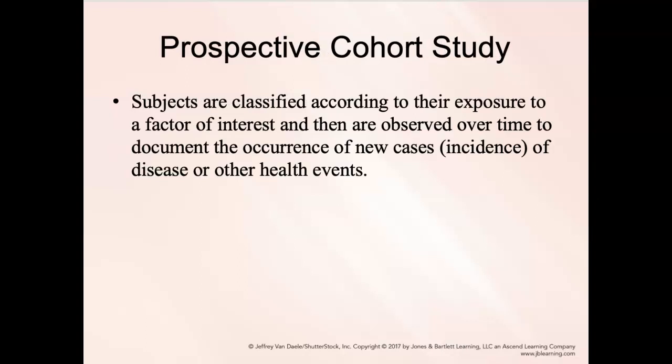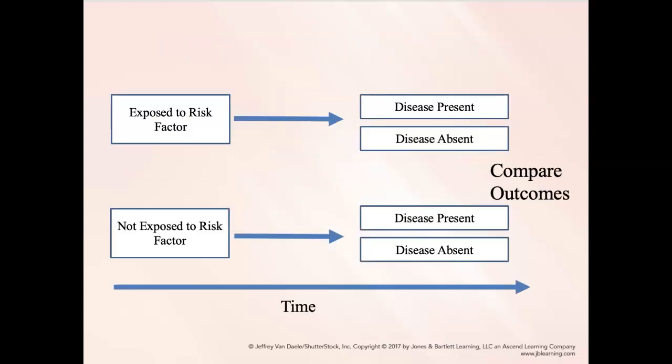A prospective cohort study is basically where we are classifying subjects at some baseline point in time. We're classifying them in terms of their exposure status, and then we're following those people over time, and we're seeing across those groups, we're documenting the occurrence of new cases or the incidence of whatever health condition we are observing. Here's a visual representation of what this looks like.